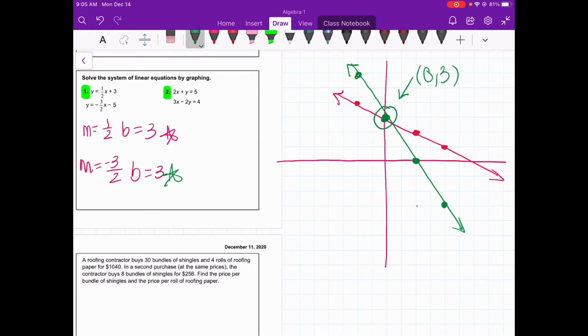All right, so you guys should have graphed these lines. The one in green is my second equation, the one in pink is my first. And you should have noticed that the two lines intersect at 0, 3. So that is your solution to problem number 1.